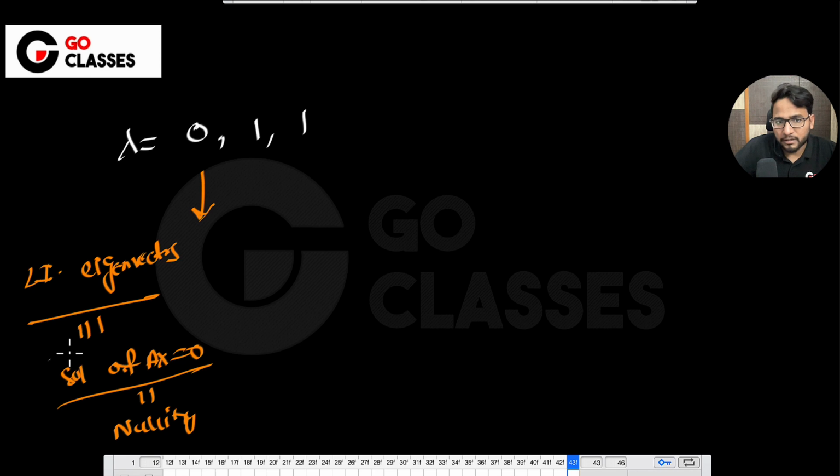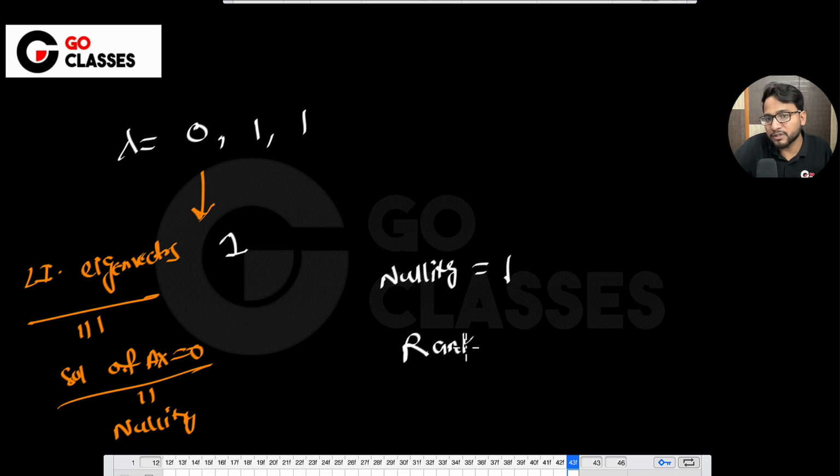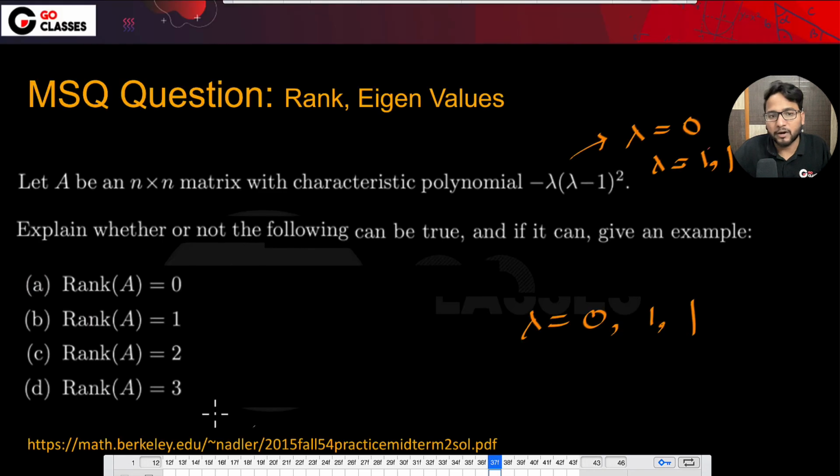So corresponding to lambda equal to 0, if it is repeating only one time, then it cannot be more than 1. It has to be exactly equal to 1. That's why I can say nullity is exactly equal to 1, and I can infer the rank, which is exactly 3 minus 1, which is 2. So among all of these options, only option C is 2, because lambda equal to 0 is repeating just one time. But now let's extend this question a little bit.